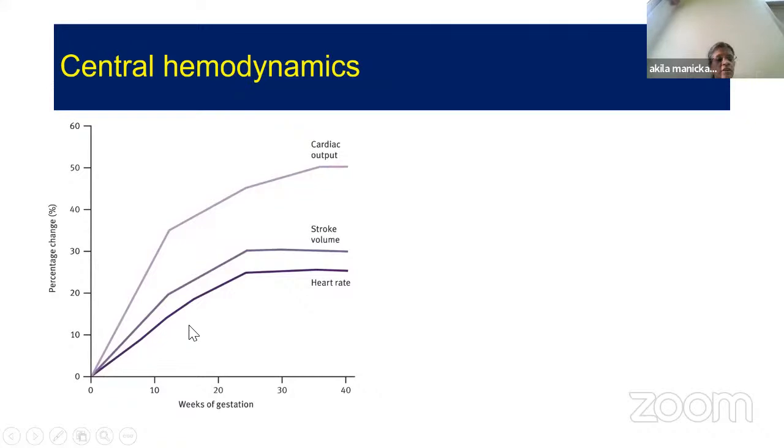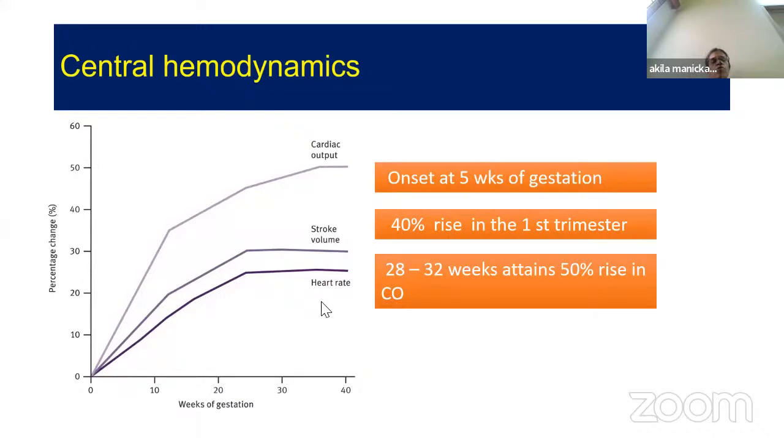The next thing to occur is an increase in your cardiac output. We know that cardiac output is nothing but a function of your stroke volume and heart rate. So what contributes to the early increase in cardiac output is the heart rate. Whereas after 7 to 8 weeks of gestation, if you look at the graph, you'll see that there is a rapid rise in your stroke volume.